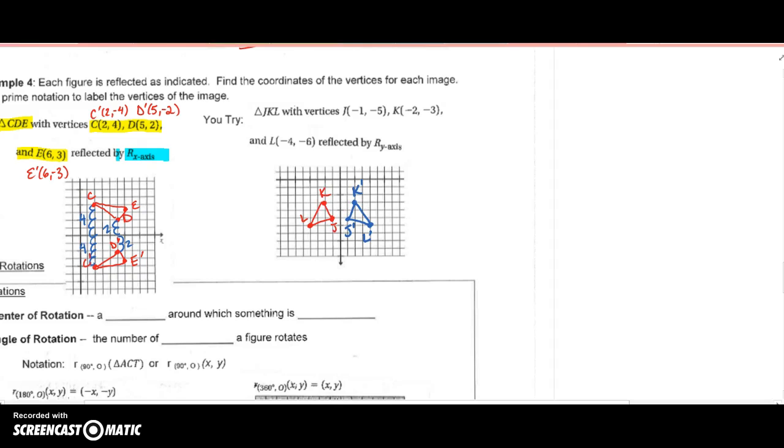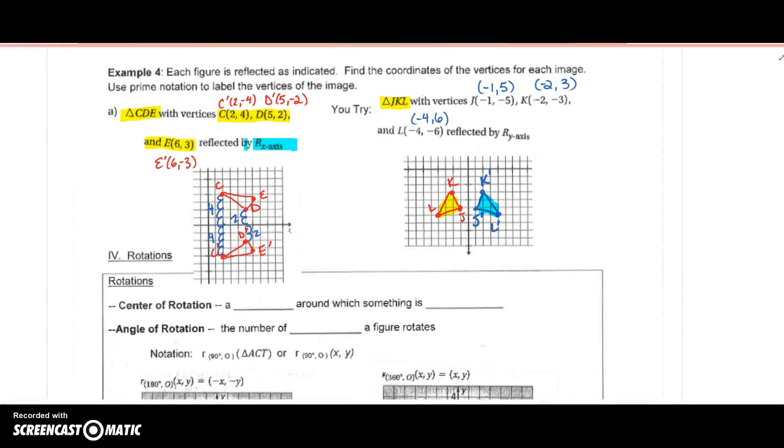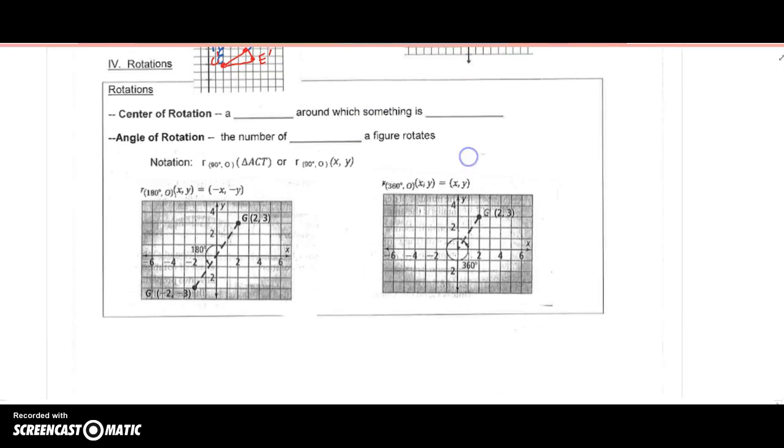Alright, so here I have my original figure, JKL, on the left. Don't forget to do your primes with your moved figure, your transformed figure, in this case your reflected figure, with the primes. Again, the method you could have used, you could have said this is negative 1, positive 5, this is negative 2, positive 3, and this is negative 4, positive 6 for the reflection. So we're going to wrap up this second video, and then when you're ready to do rotations, you can play video 3.